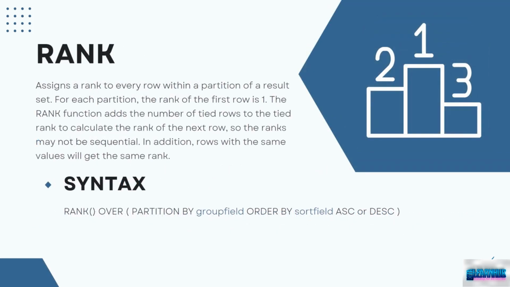Let's start with our first window function, rank. The rank function assigns a rank to every row within a partition of a result set. For each partition, the rank of the first row is 1. The rank function adds the number of tied rows to the tied rank to calculate the rank of the next row, so the ranks may not be sequential. In addition, rows with the same values will get the same rank.